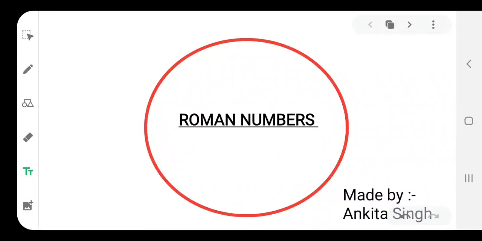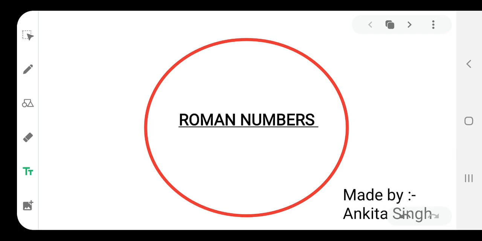Good morning, children. We are back with something new which we are going to start after exercise 1.3. Up to 1.3 we have done, and that was almost revision part for you only. Now we are starting with something new, that is Roman numbers.